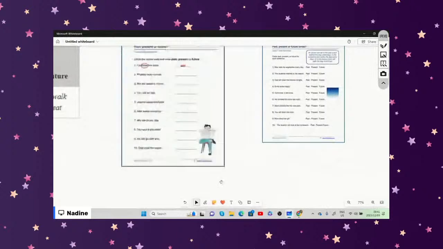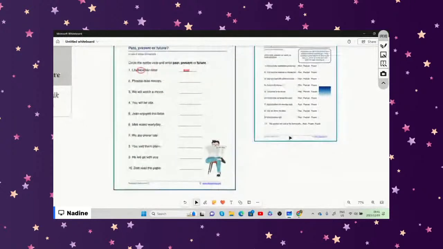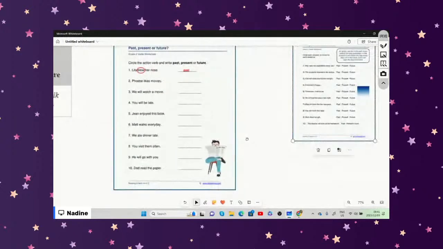All right, let me make this nice and big. Okay, so now they're telling us that we need to circle the action verbs and write whether it is past tense, present tense, or future tense, right? So it says, Phoebe likes movies. What is the action verb within that sentence? Phoebe likes movies. And is it the present tense, the past tense, or the future tense?